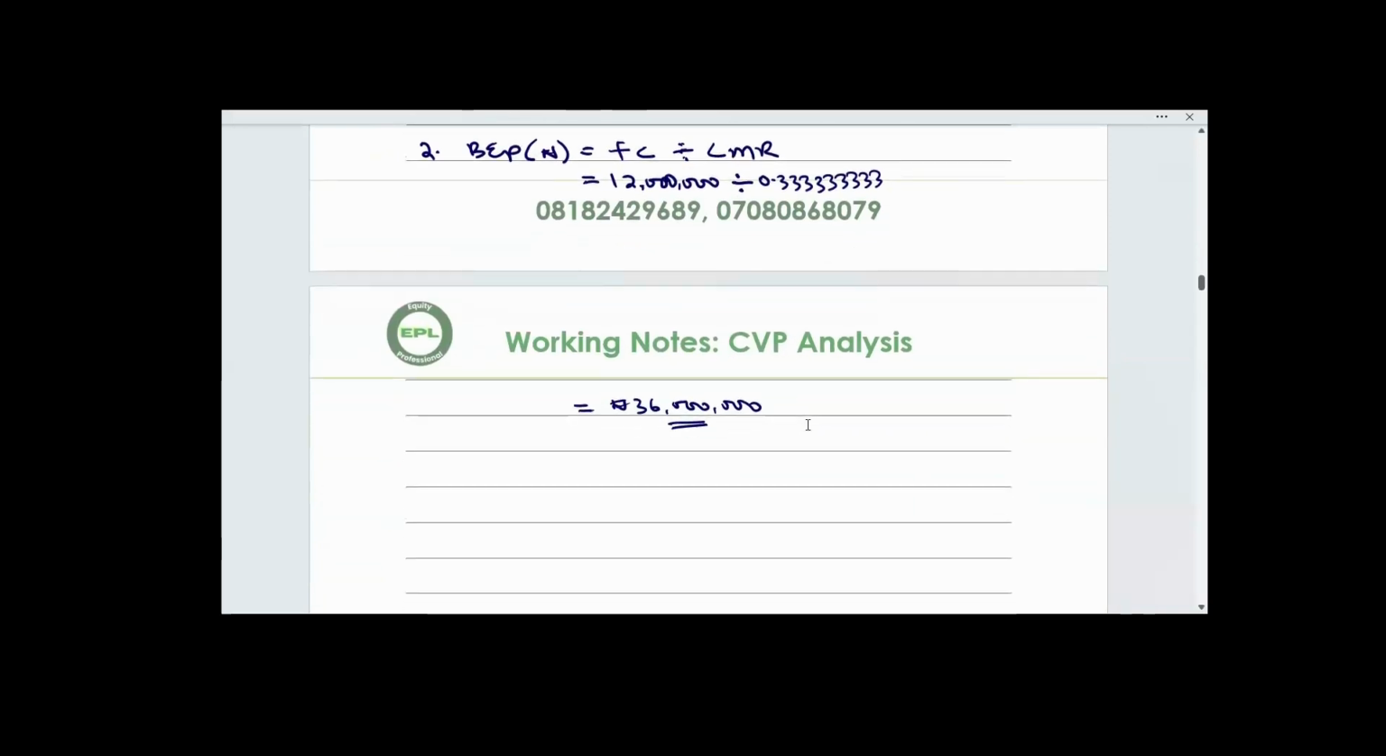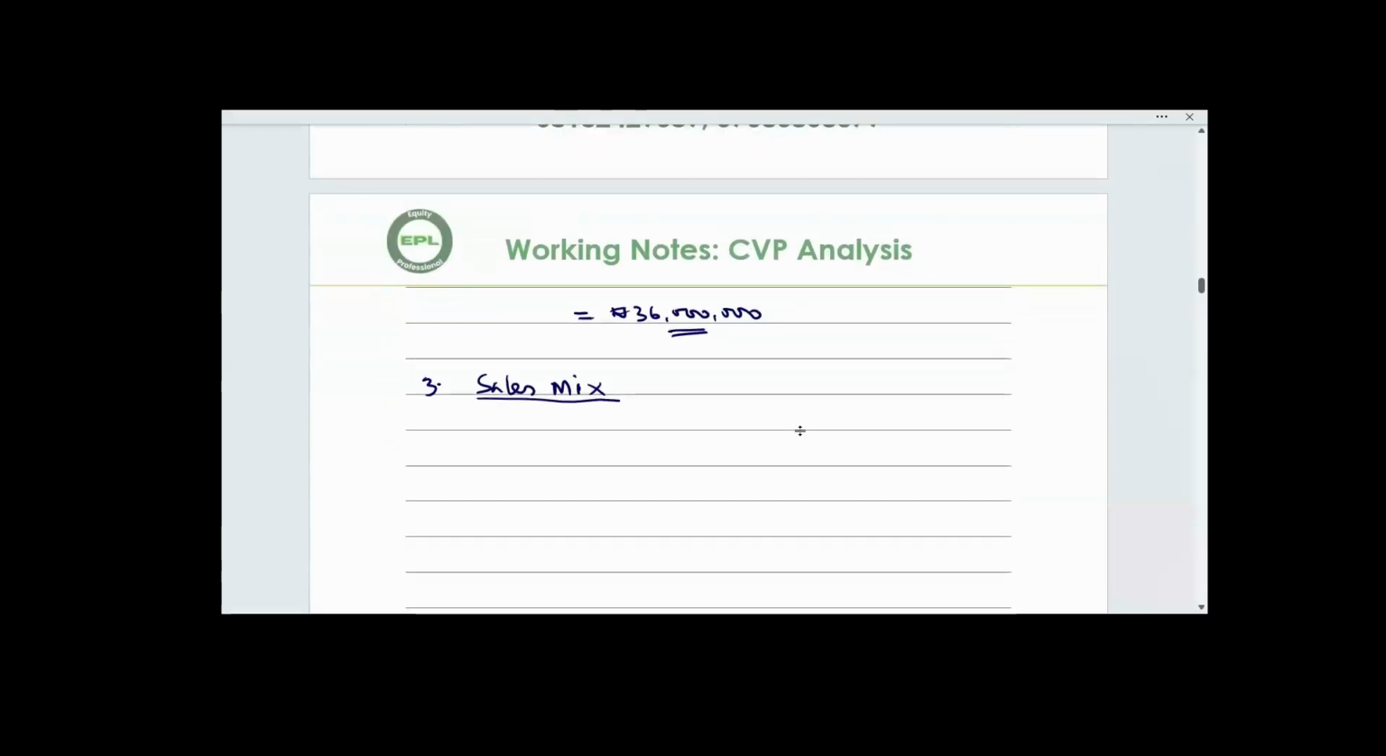Step 3 says you should calculate sales mix for each product. Therefore, how do you determine sales mix? We have common. We also have executive.